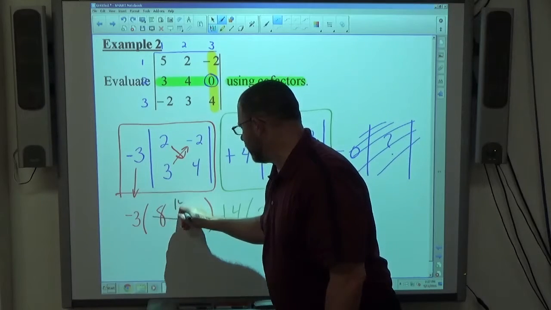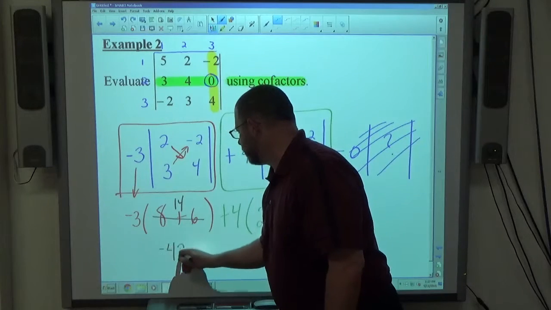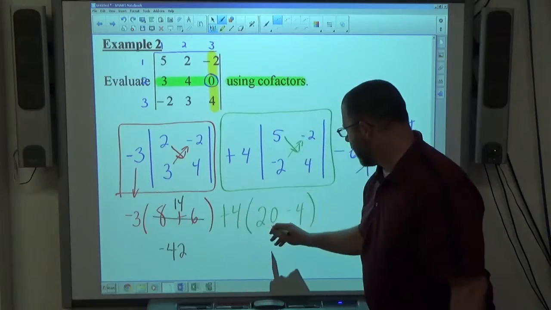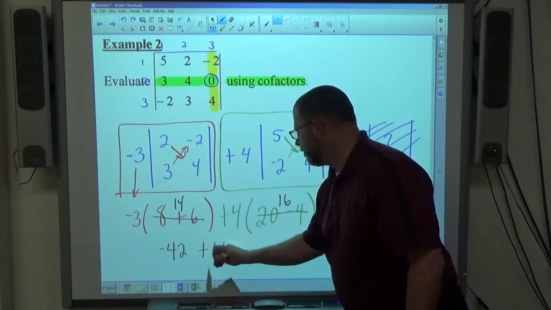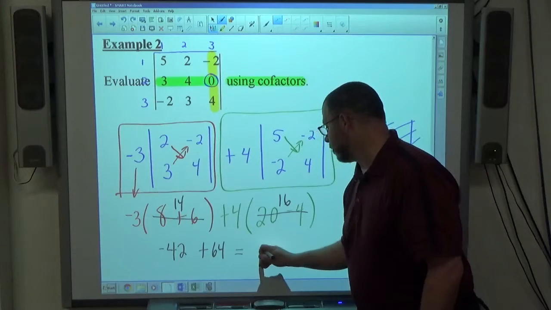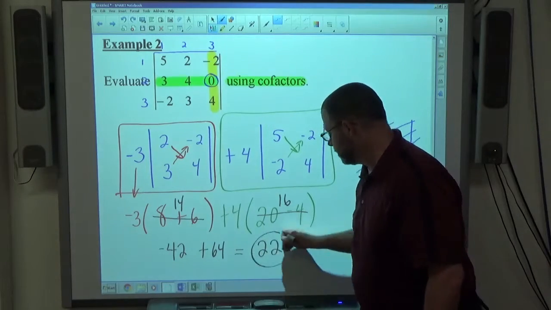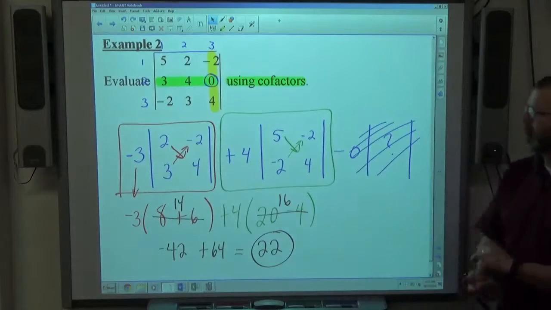And just like that, we get ourselves a pretty simple numerical expression here. 8 plus 6 is 14. Negative 3 times 14 is negative 42. And 20 minus 4 is 16. 4 times 16 is 64. Negative 42 plus 64 is equal to positive 22. And that is one way to do a 3 by 3 determinant.